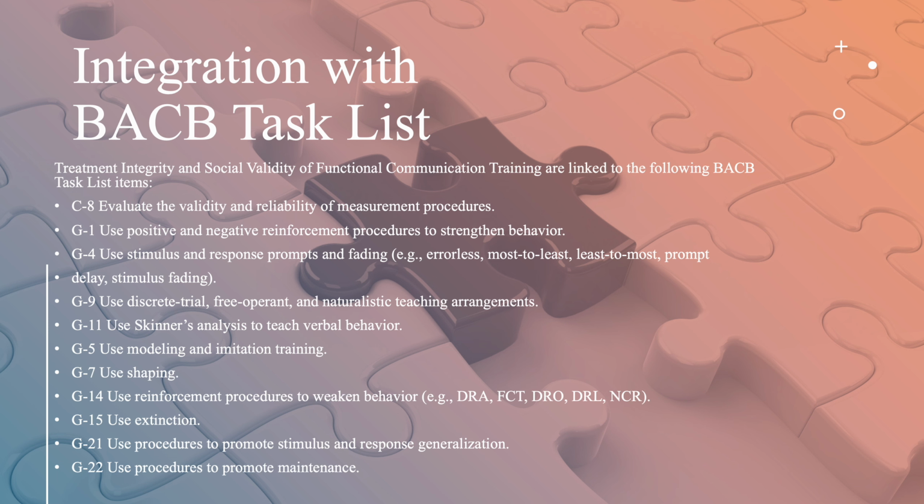Integration with the BACB task list. Treatment integrity and social validity of functional communication training are linked to the following BACB task list items. C8, evaluate the validity and reliability of measurement procedures. G1, use positive and negative reinforcement procedures to strengthen behavior. G4, use stimulus and response prompts and fading. G9, use discrete trial, free operant, and naturalistic teaching arrangements. G11, use Skinner's analysis to teach verbal behavior. G5, use modeling and imitation training.